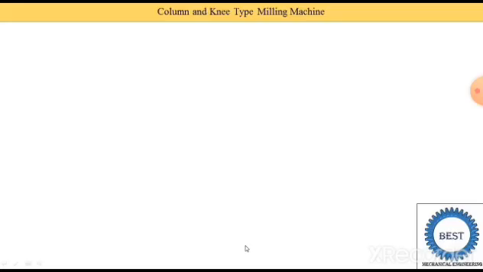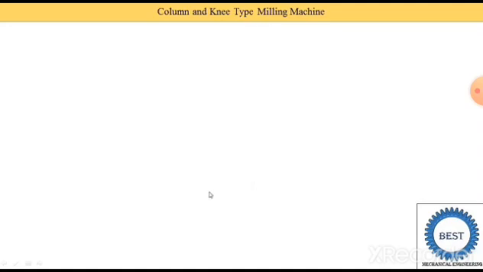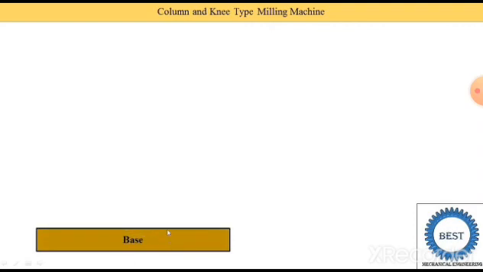Now next we understand the components. The first component is the base. This is the base. It is the bottom part of the milling machine, that's why its name is the base. What is the function of the base? It is the foundation member for all the other parts which rest upon it, meaning all other parts of the machine are mounted on the base.